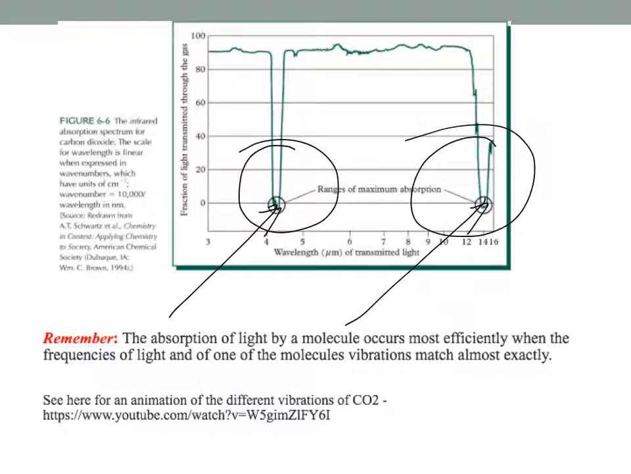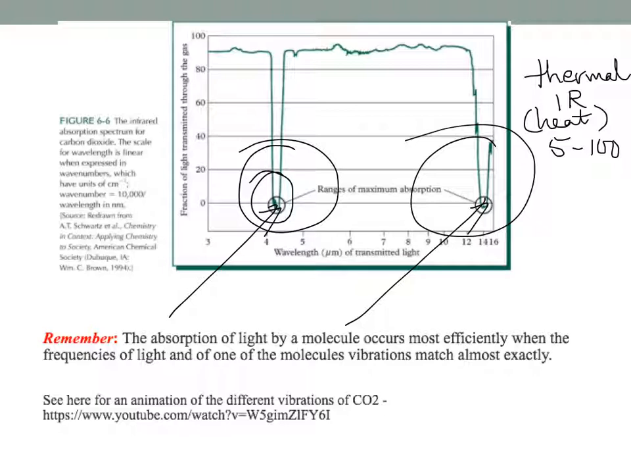But I want you to also remember the thermal IR concept. So where does the thermal IR lie? So thermal IR is only between 5 and 100. This is the IR that specifically corresponds to heat, not a general IR, but specifically to heat, hotness. And you see that the first band is in the 4 region, so this is not thermal IR. So only one of the bands in carbon dioxide is thermal IR.